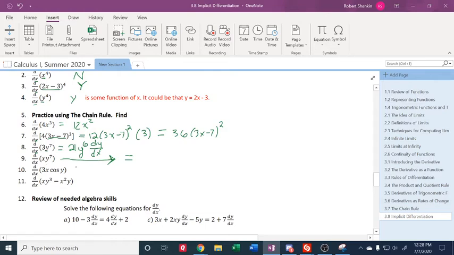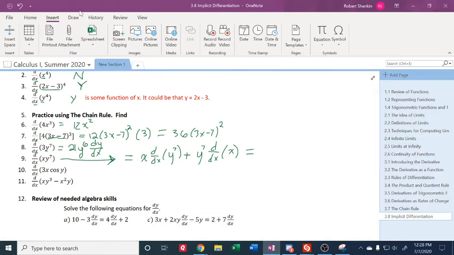So it's going to be first times the derivative of the second plus the second times the derivative of the first. And then I'm going to take these derivatives.